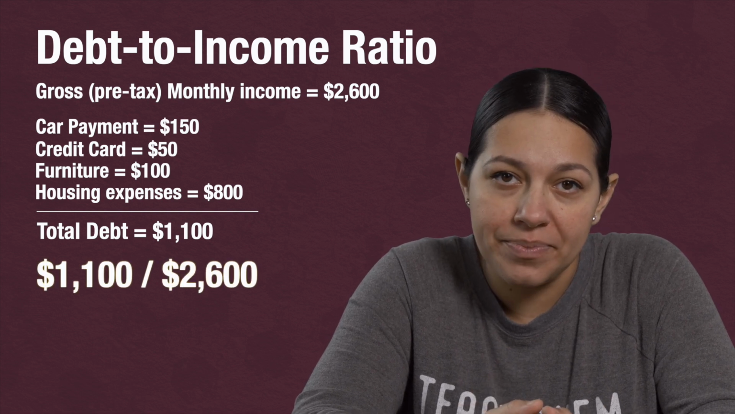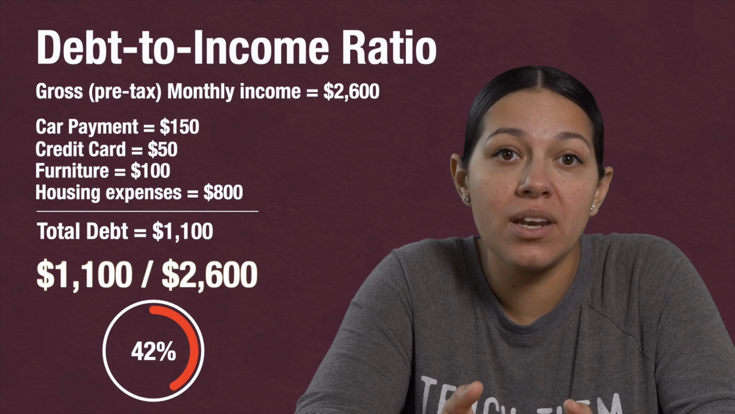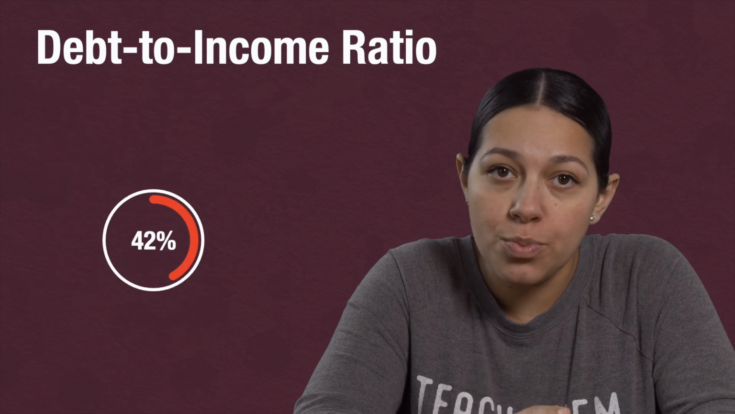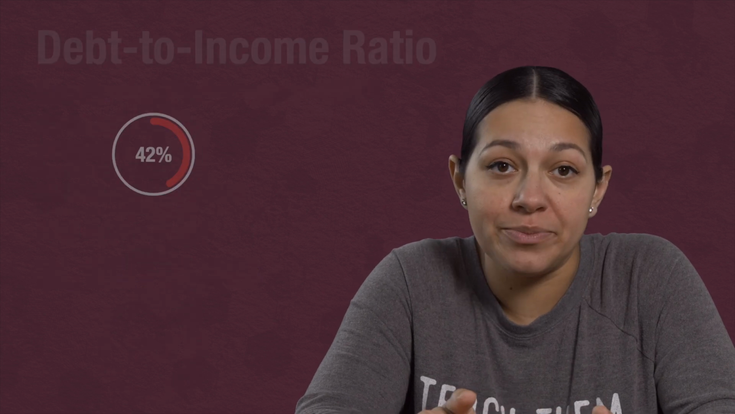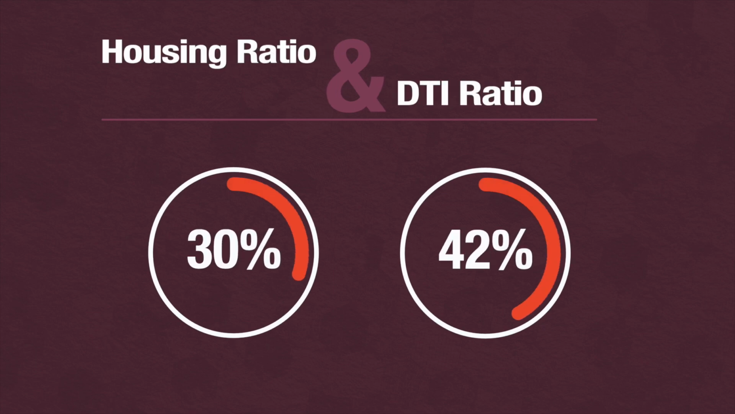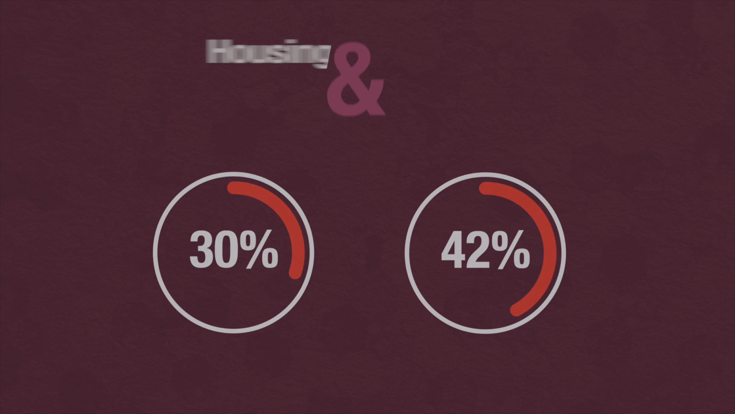Divide 1,100 by 2,600 and you get 0.42. 42% is your debt-to-income ratio. For this example, you would have a 30% housing ratio and a 42% DTI ratio. If you need help calculating your DTI, come visit a housing counselor at Congreso.